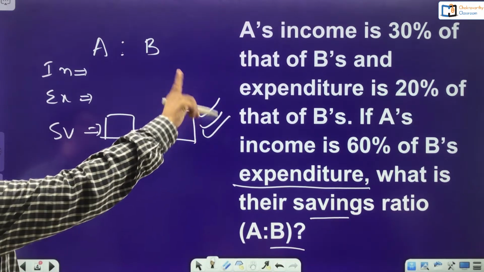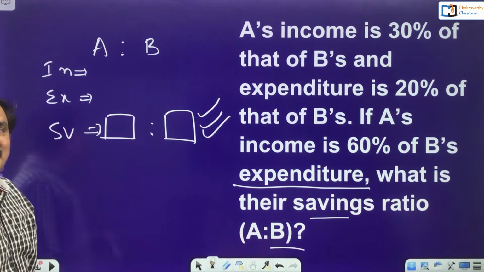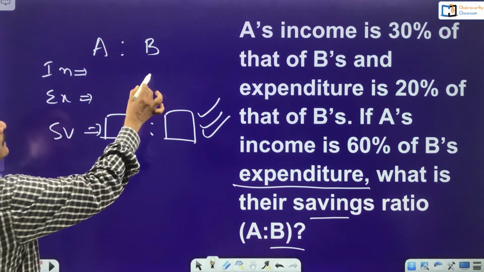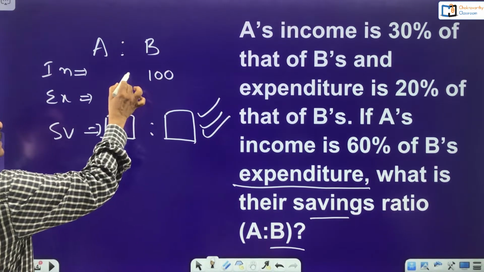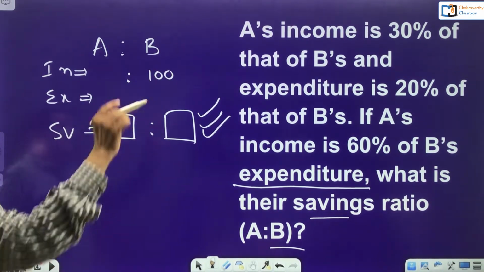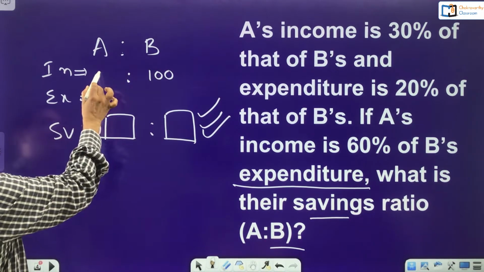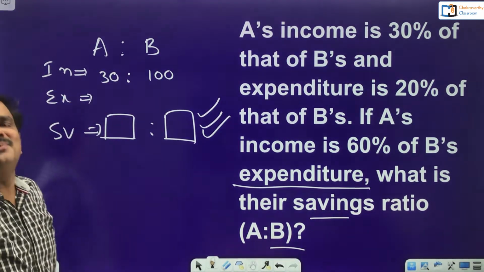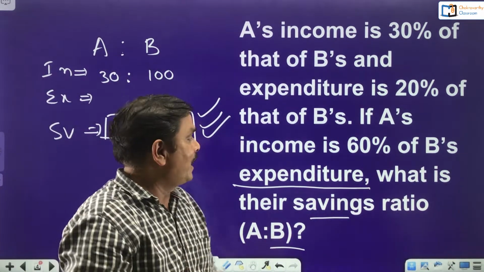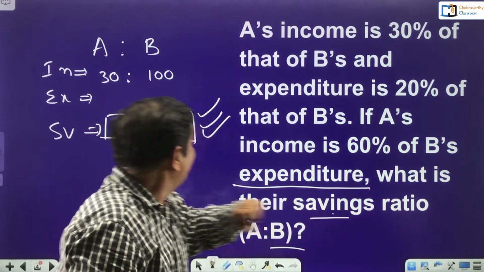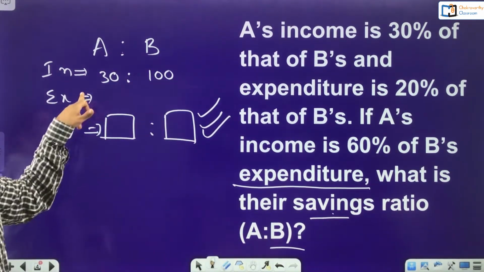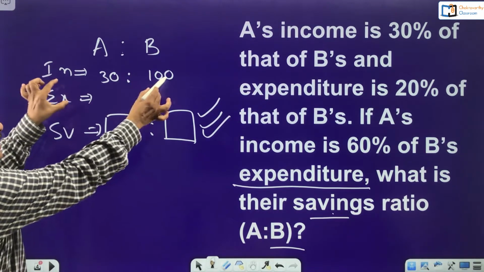A's income is 30% of B's income. That means if B's income is 100 rupees, obviously A's income will be 30% of that one. That is 30 rupees. As simple as this one. Finally, they ask for what is their savings ratio. I got income here. I started with imaginary numbers.